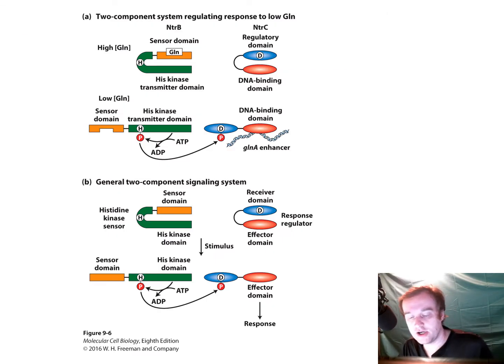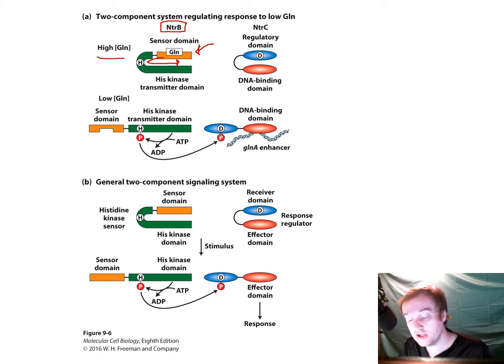Okay, we're going to talk here about a two-component system that regulates gene responses. And in this example, we're going to use glutamine. So when there are high amounts of glutamine in the cytoplasm of a cell, we have this NTRB complex. NTRB has a sensory domain, and this sensory domain binds that glutamine. If there's a lot of glutamine, a lot of those sensory domains will all be filled, and we get this horseshoe conformation here that is the inactive state of NTRB.